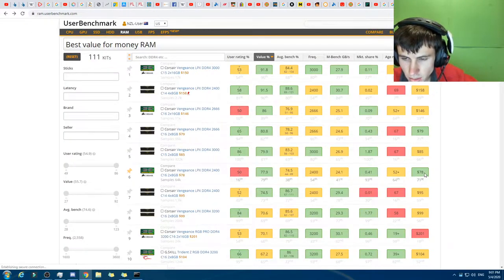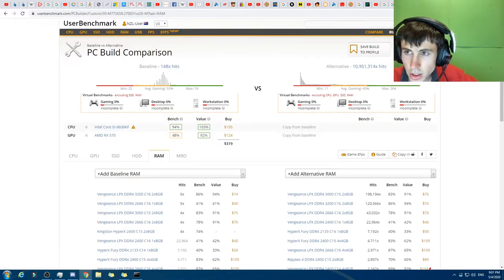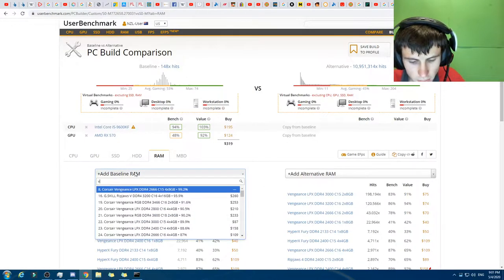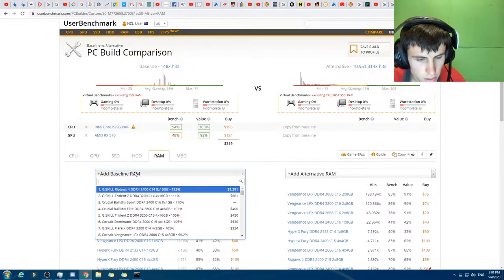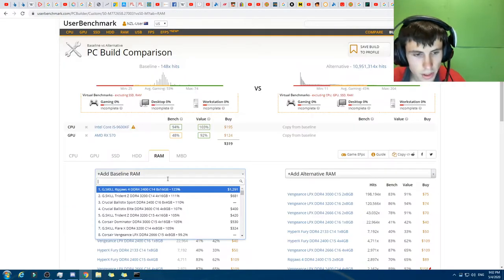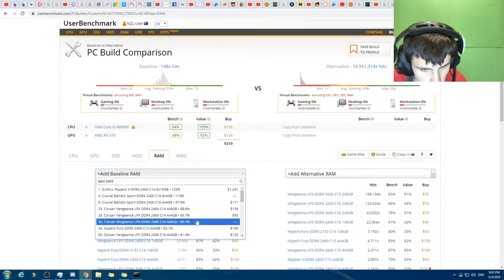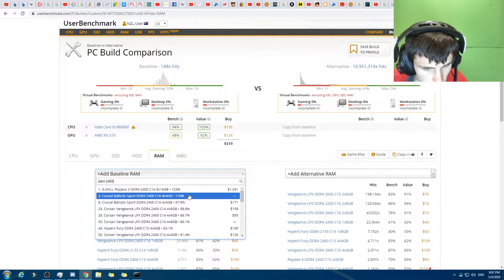Okay, so, because that's US dollars, this one here, 58. Okay, so we'll assume we'll go with that one there then. So, the Vengeance. Okay, and Vengeance. Wait, no, let's try that again. What was it? Okay, DDR4, 2400. DDR4, 2400. 2 times 8. No, 2 times 4. 2 times 4. 2 times 8.